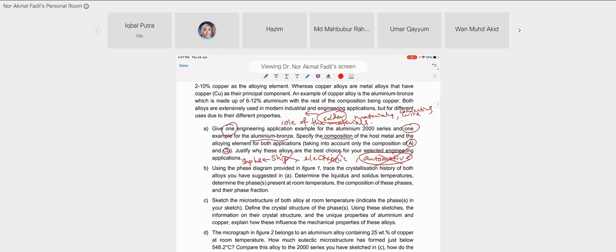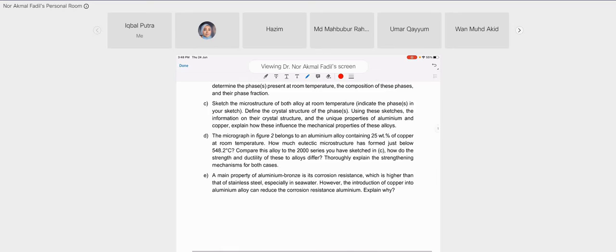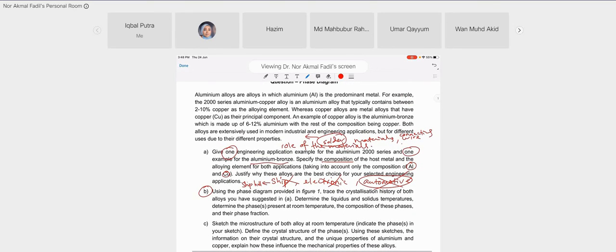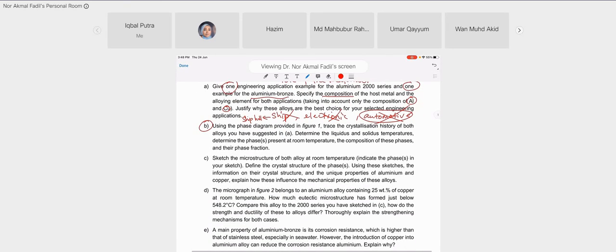Alright. So for question B, using the phase diagram provided in figure 1, trace the crystallization history of both alloys you have suggested in A. Determine the liquidus and solidus lines, and determine the phases present at room temperature, the composition of the phases and their phase fractions.